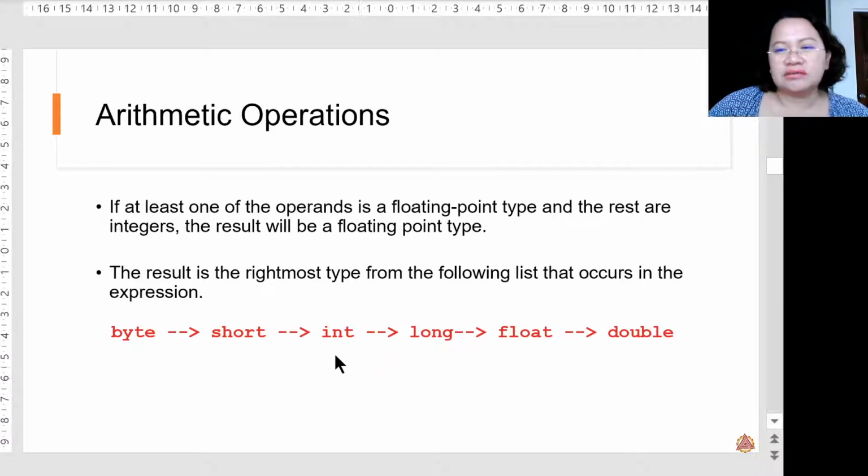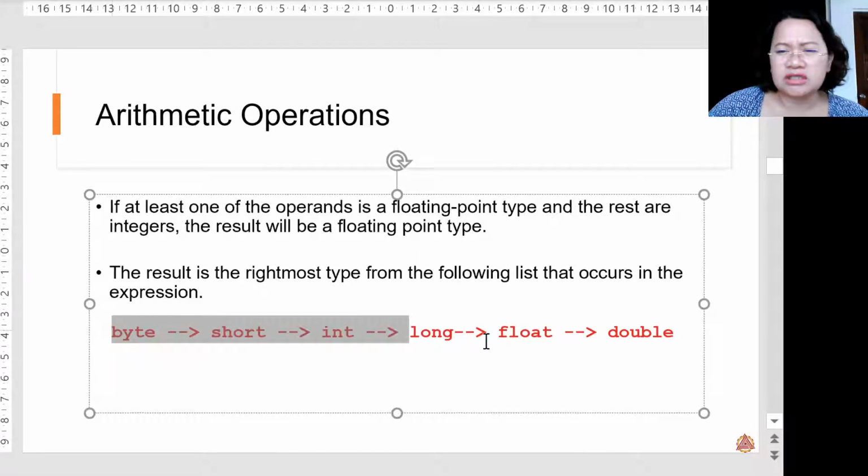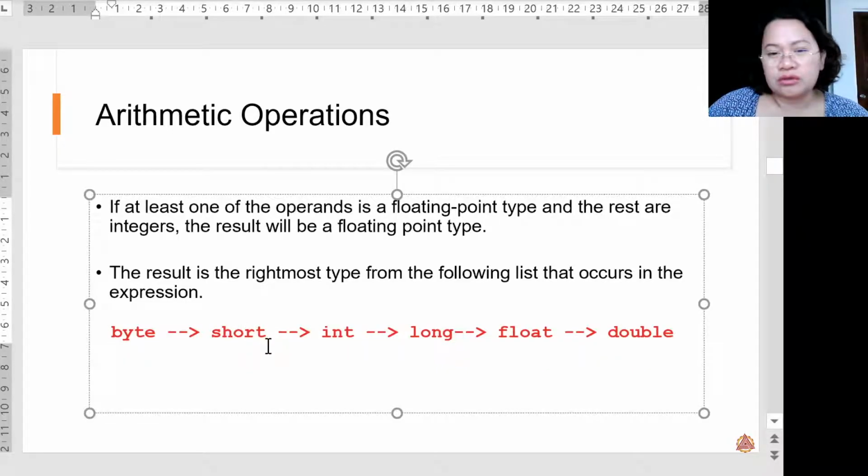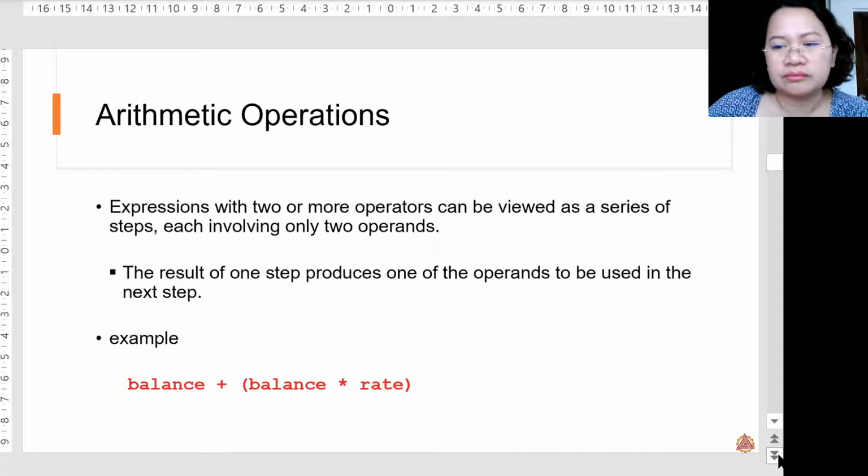Okay? So the result is the rightmost type from the following list that occurs in the expression. So kung example, dan kay data type, of course, all numeric types. So, kung ang nag-mix is byte lang o short, may mo siyang short. Kung short o int, may mo siyang int. Kung int o float, may mo siyang float. Or int o double, the result will become double. Okay.